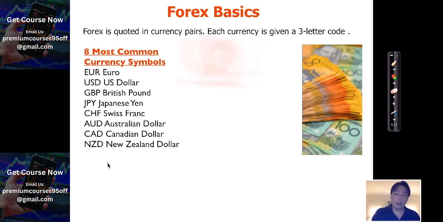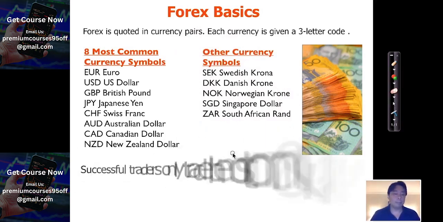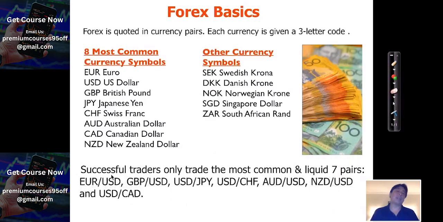Main currency pairs. So again, these are other currency symbols that we won't be trading, right? At least I don't trade them. And again, the most successful traders only trade the most common and liquid 7 pairs. Now, I do trade slightly beyond the 7 pairs. I'm going to show it to you, but these are the 7 most common pairs, which are the most liquid. They're the most actively traded, okay, highest volume. So it moves with the greatest volatility and the tightest spreads. And I'll talk about spreads in a while.